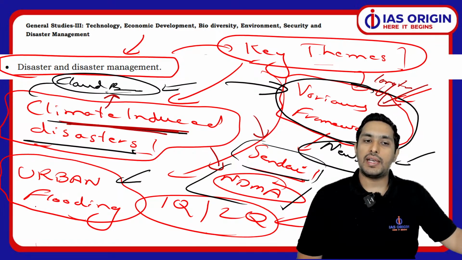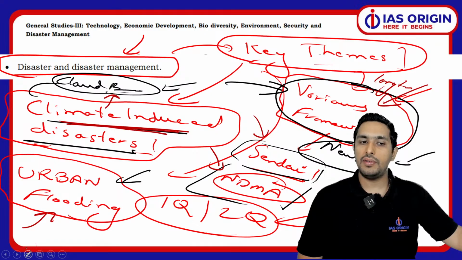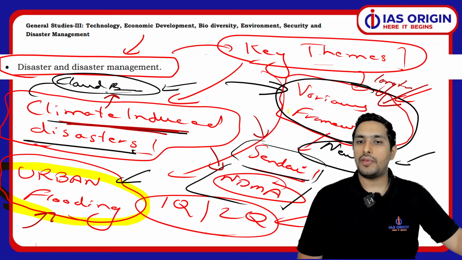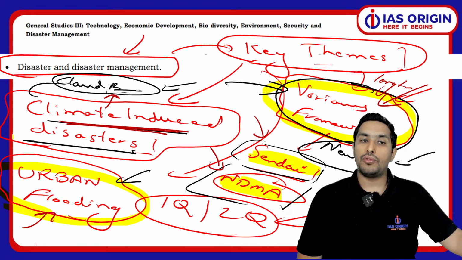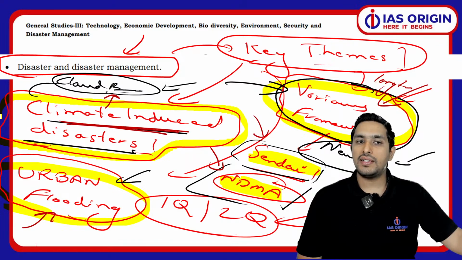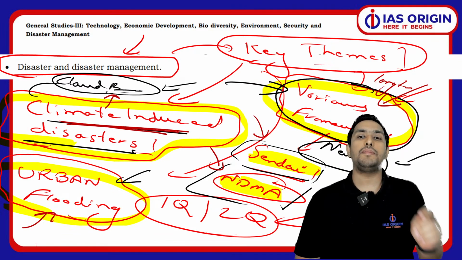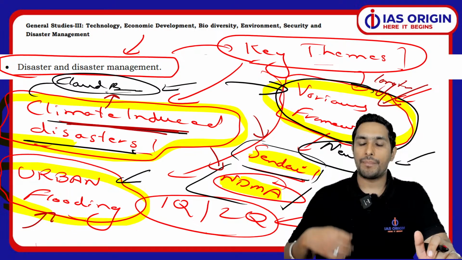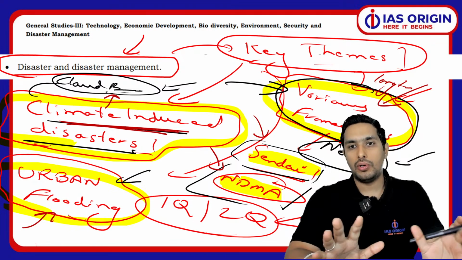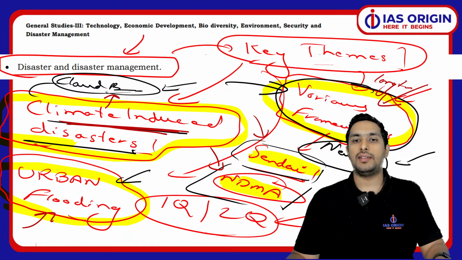Then urban flooding ke causes, impact, mitigation efforts, all these kind of things we have seen multiple times. So you have to prepare urban flooding properly. You have to prepare various frameworks which are in use, including NDMA guidelines and Sendai framework. You have to focus on various climate induced disasters for the UPSC mains examination. These are very important in order to give you a holistic clarity in this particular regard.